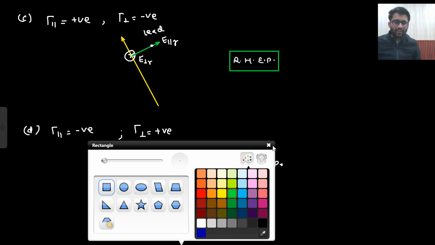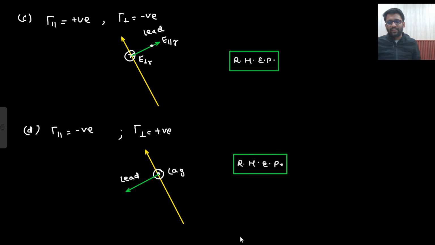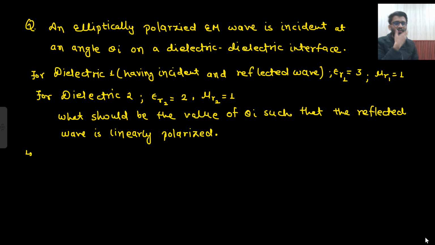Yes or no? Right? One final concept is left now. This is the one final question. You can call it a concept as well, you can call it a question as well. Try thinking about it. An elliptically polarized EM wave is incident at an angle of theta I on a dielectric interface. For medium 1, epsilon R1 and mu R1 are given. For medium 2, epsilon R2 and mu R2 are given. What should be the value of theta I such that the reflected wave is linearly polarized?